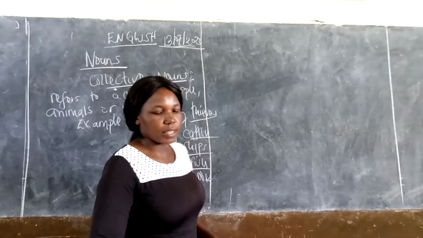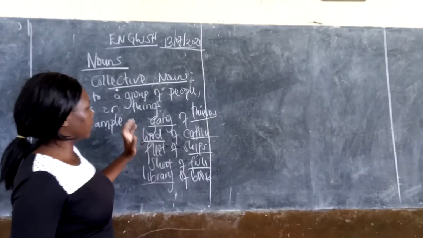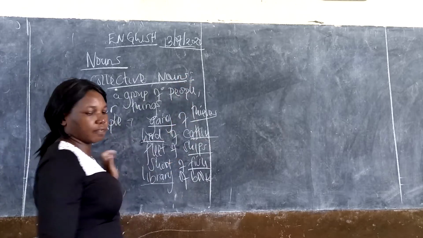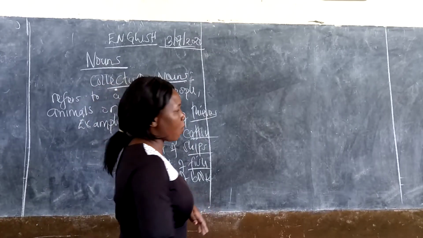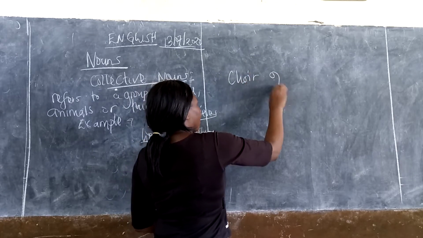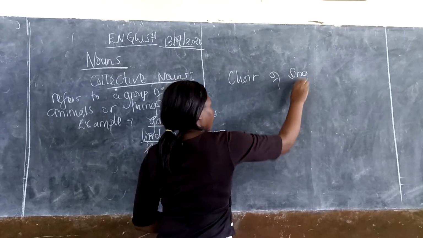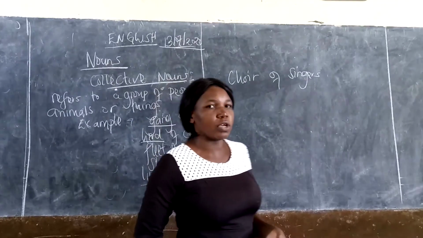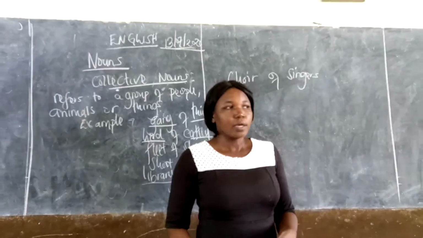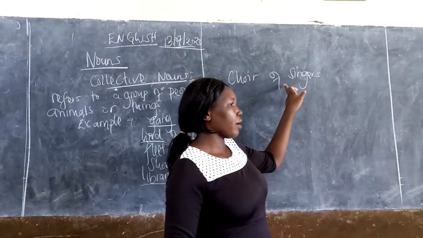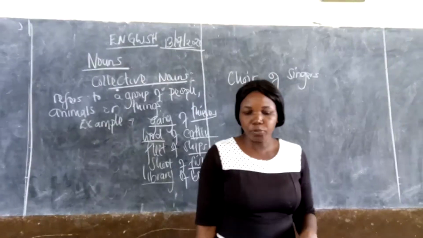Then we have another word. I'm just giving you examples of collective nouns. We also have a choir of singers, people singing, very many. Even in a school we have a choir. Those that are singing are called a choir of singers, very many people together.